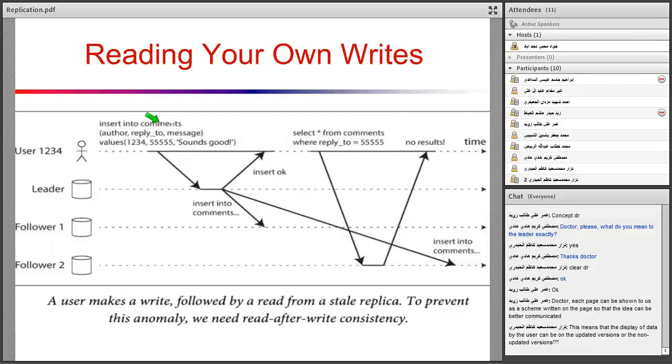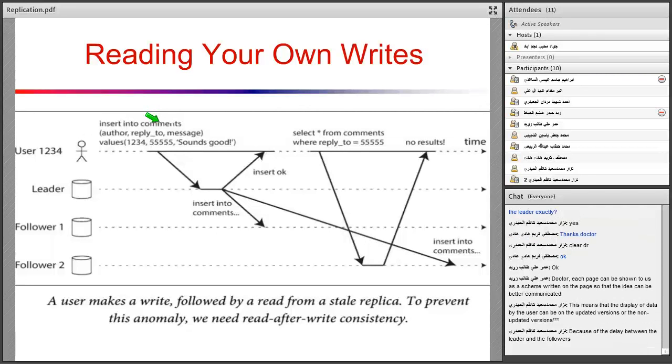In this figure we can get the concept of reading your own write with a good example. Please consider this figure.